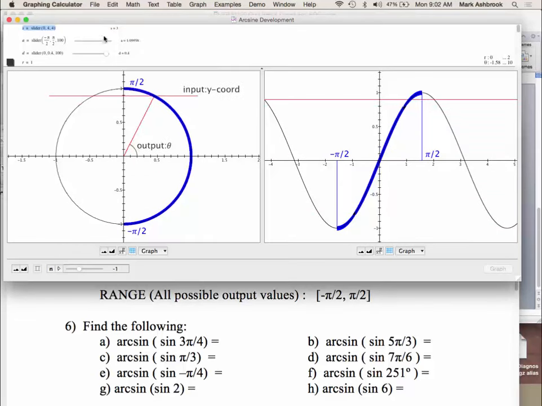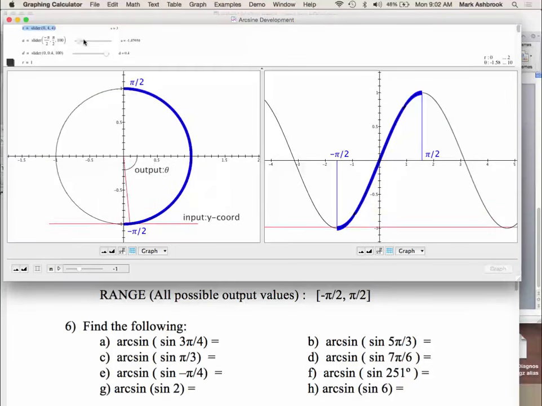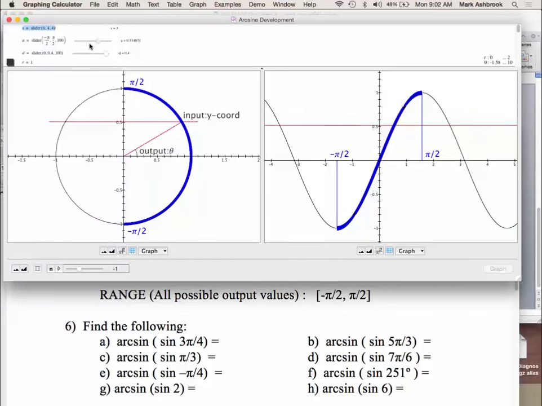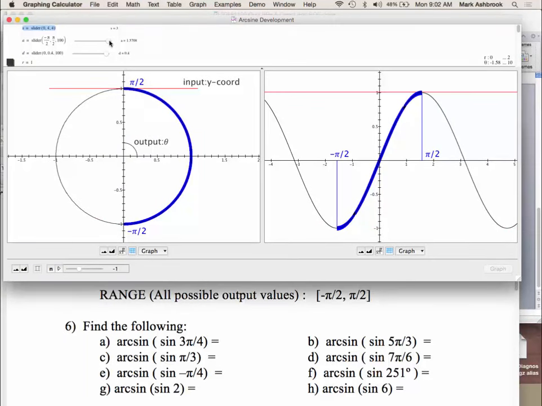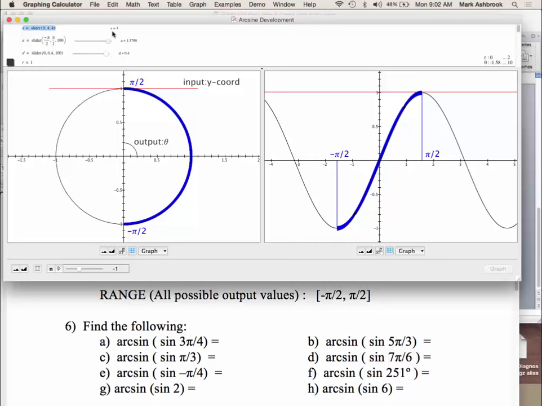Input y coordinate, see that? Input y coordinate, vertical distance above the horizontal diameter, can be as big as 1 and as small as -1. And so this range of angles from -π/2 to π/2 covers all of those distances from -1 to 1 with just one angle. That's the key, right? It covers all those distances from -1 to 1 with just one angle.